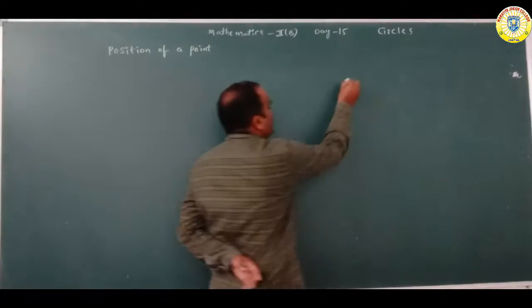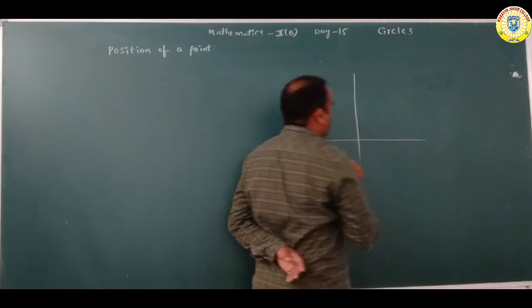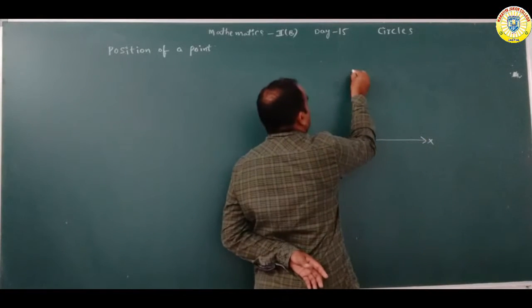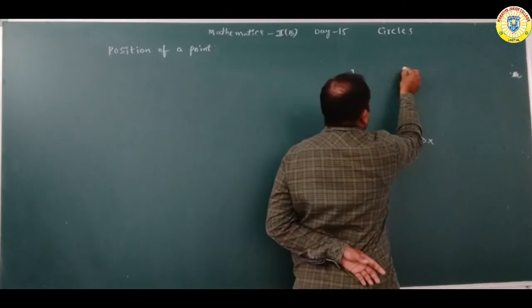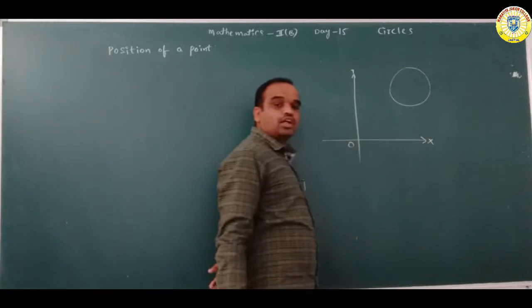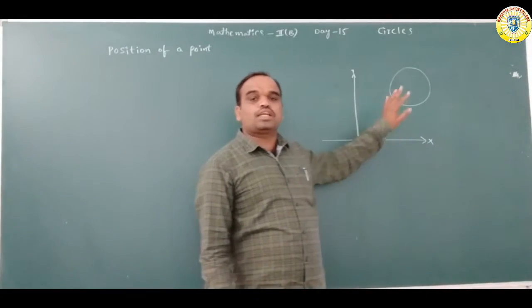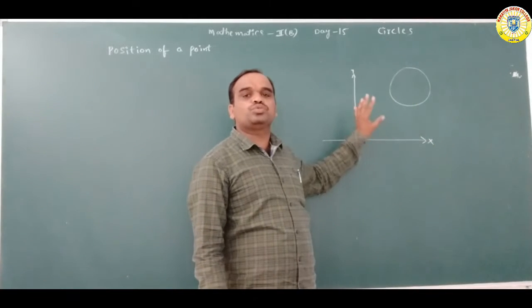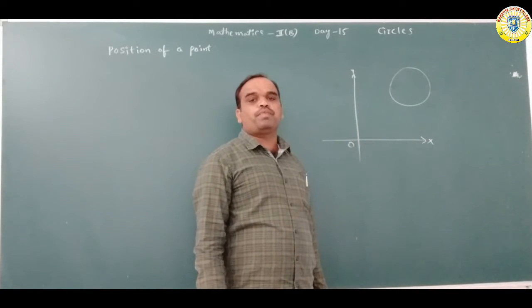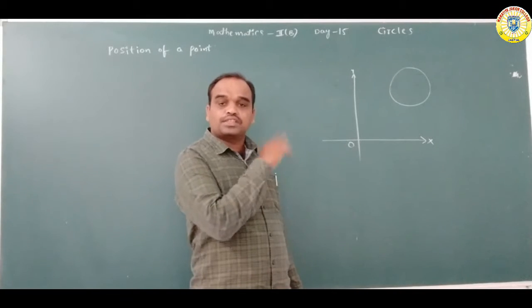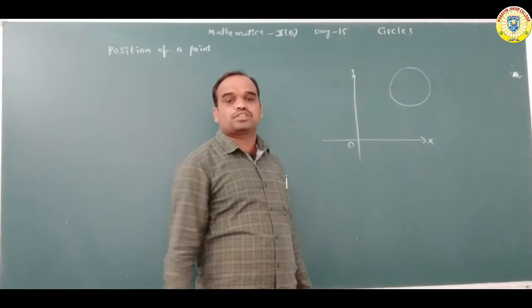See here, this is the coordinate system: origin, x-axis, and this is the y-axis. In this coordinate system we are drawing one circle. The circle divides the plane into three parts, namely the interior points of the circle, the points on the circle, and the exterior points of the circle.